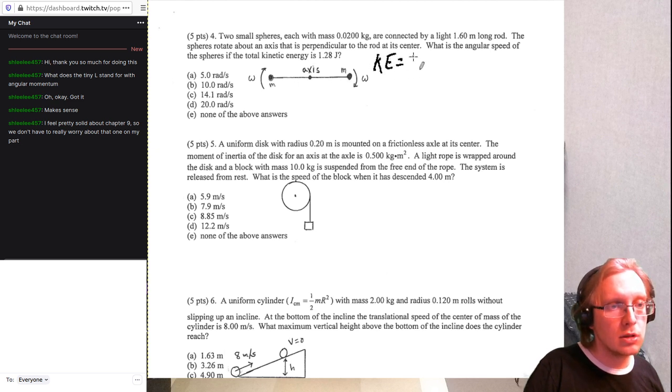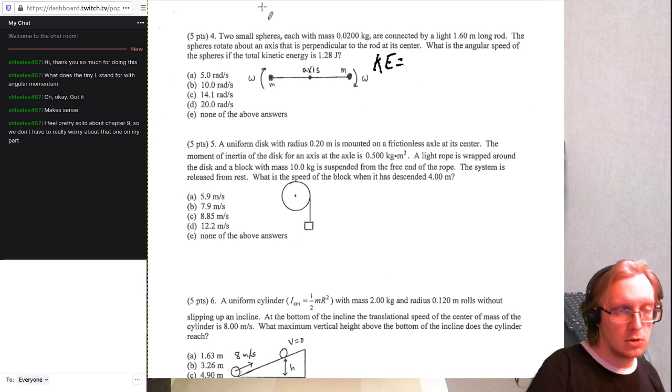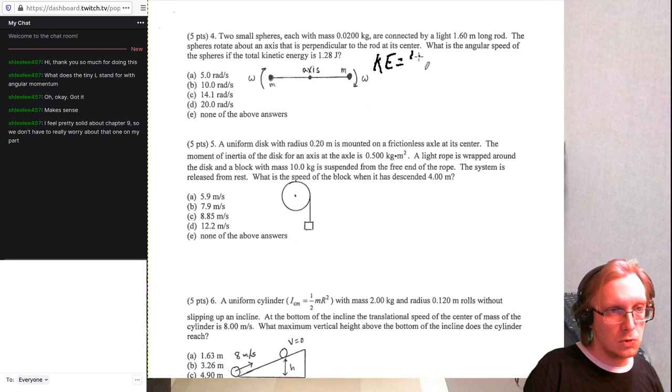Kinetic energy equals 1/2 I omega squared. We want the omega, the angular speed. We have the kinetic energy. We need the I.